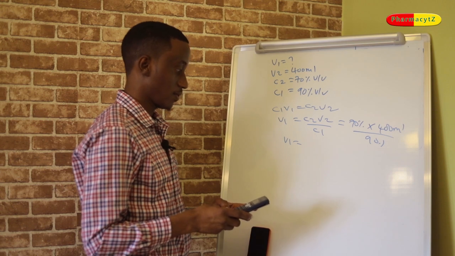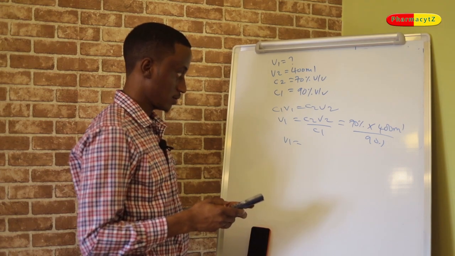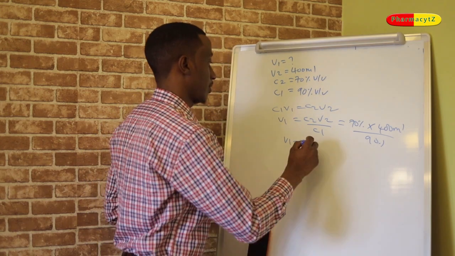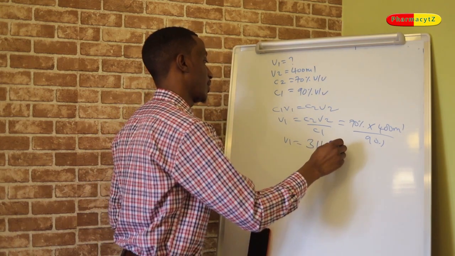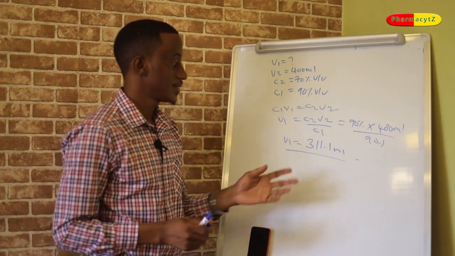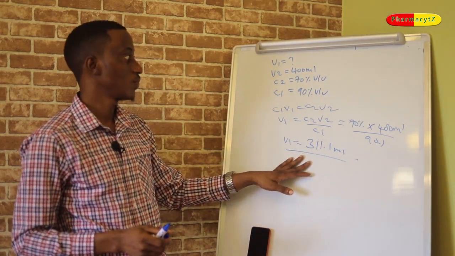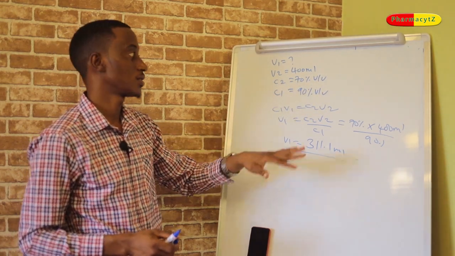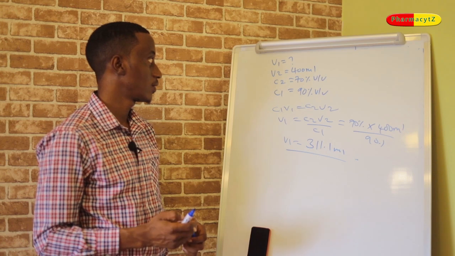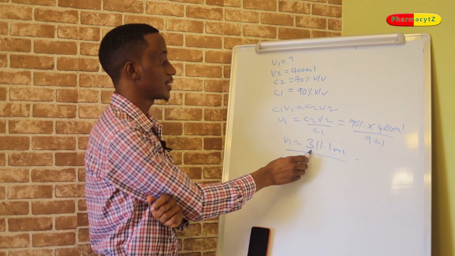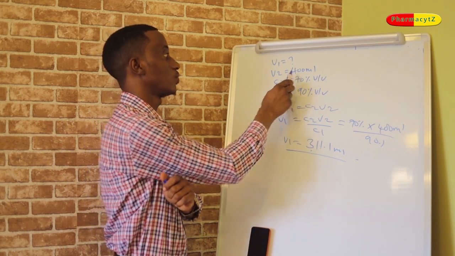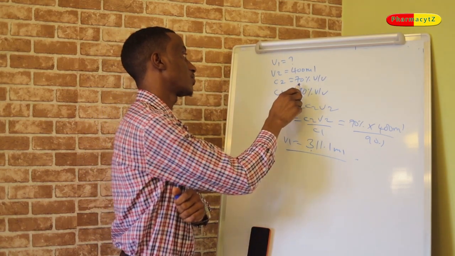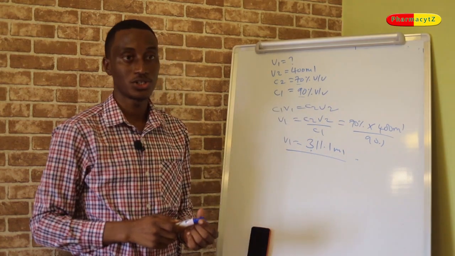70 times 400. Volume 1 is 211.1 ml. So this is the amount of the 90% alcohol to be drawn so as to drop the concentration to 70%. You can note that volume 1 is less than volume 2, because concentration 2 is less than concentration 1.